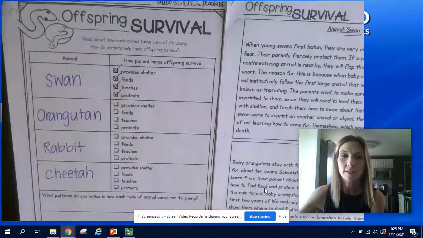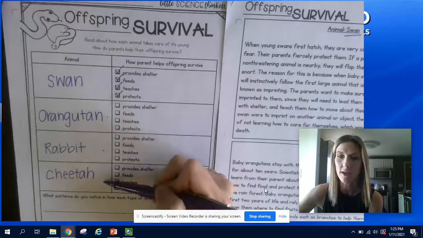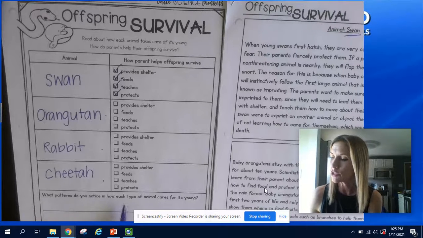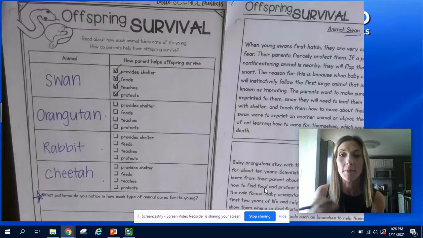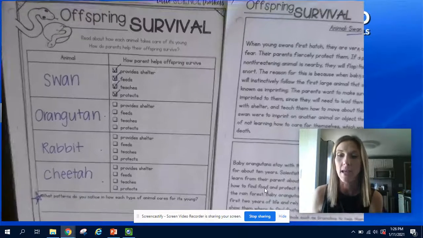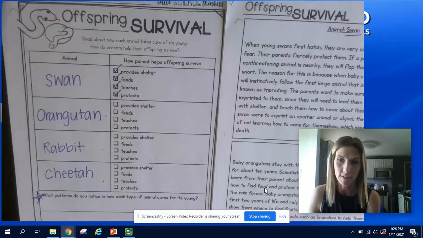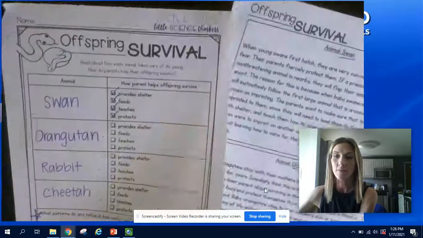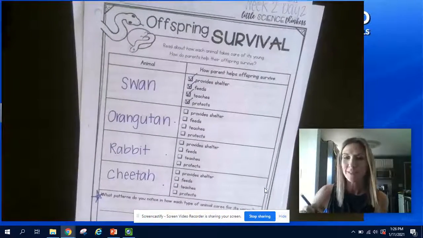I want you guys to do the same thing with the orangutan, the rabbit, and the cheetah. And then at the bottom, it says, what patterns do you notice in how each type of animal cares for its young? So what are some similarities, some things that are the same that you see in all four of these animals? All right? And when you're finished with that, you are done with science. You can put this back in your science folder, and I will see you guys tomorrow.